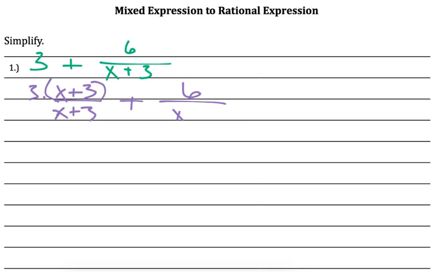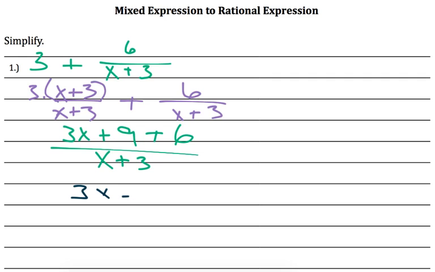over x plus 3. Now that I have the same denominator, I can distribute the numerator of the first fraction, 3x plus 9, and then write plus 6 all over x plus 3. As I go to combine up top, I'll get 3x plus 15 over x plus 3.